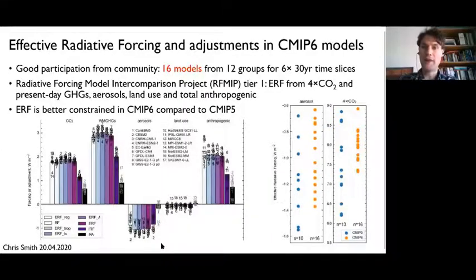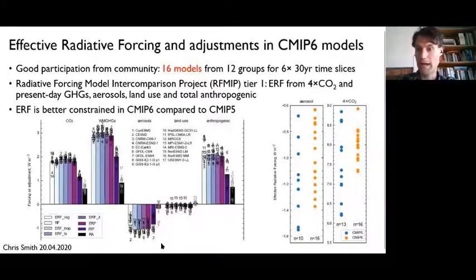What we do find in the 16 models that have provided us results so far, where there's a comparable experiment for CMIP5, is that the CMIP6 models are actually better constrained in their forcing. This figure on the right shows you the aerosol forcing for CMIP6 in orange and CMIP5 in blue. And we find that the aerosol forcing is generally slightly less negative in CMIP6.